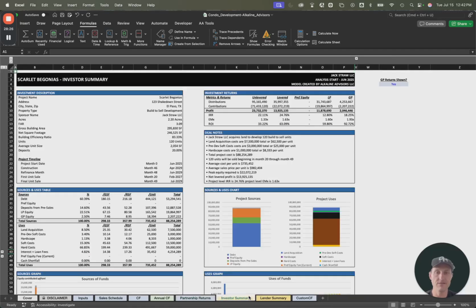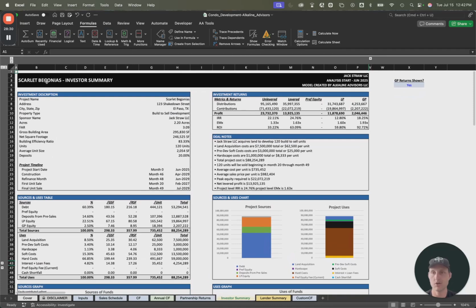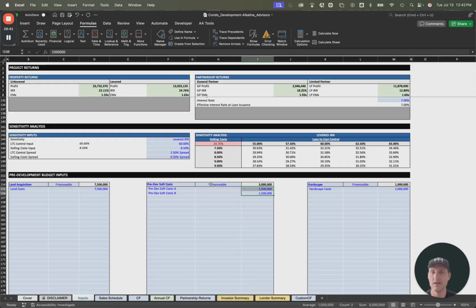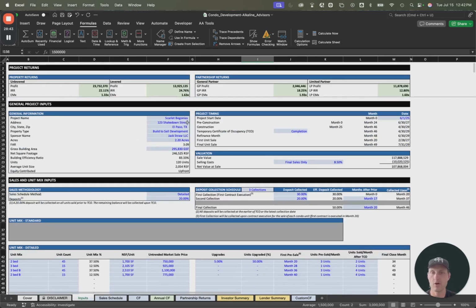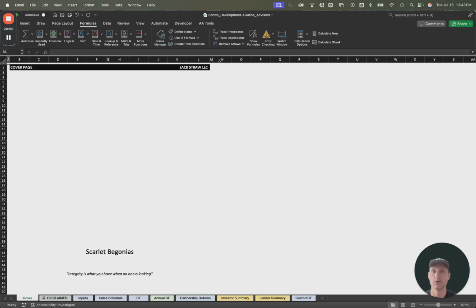And then finally, we have the investor summary and the lender summary tab. So on the investor summary, you'll see Scarlet Begonias is the project. Jack Straw LLC is the sponsor. It is on 123 Shakedown Street in El Paso, Texas. And you'll see if we go back to inputs, all of that is pulling from up here. Scarlet Begonias, 123 Shakedown Street, El Paso, Jack Straw LLC. And that's also what flows through to the model here. You don't have to update any of this.